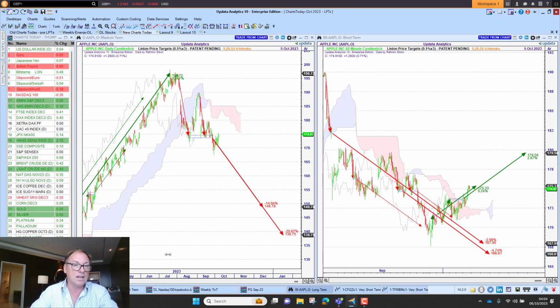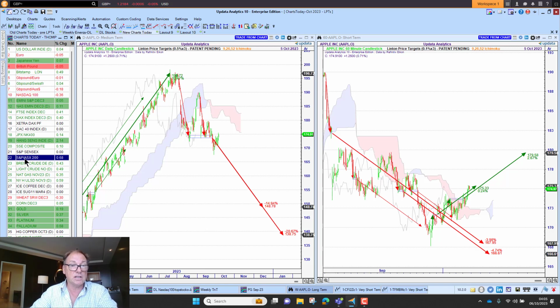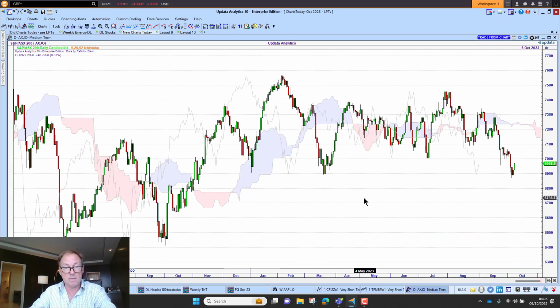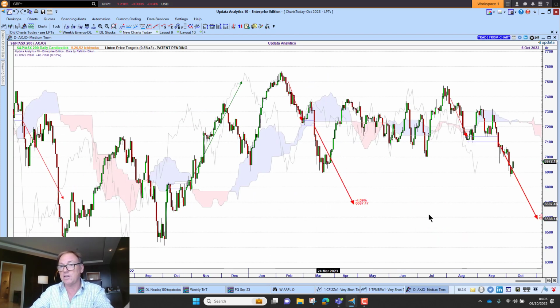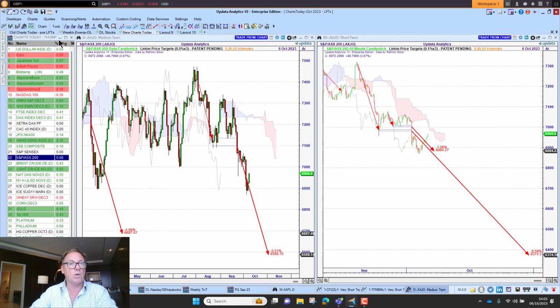And of course, you can look at any stock you like. It's really very simple. You can just click on any chart and just press the T key. So if I open the Aussie market here, press the T key, it just puts the trends and targets straight on. So it's all rules-based, really quite key.